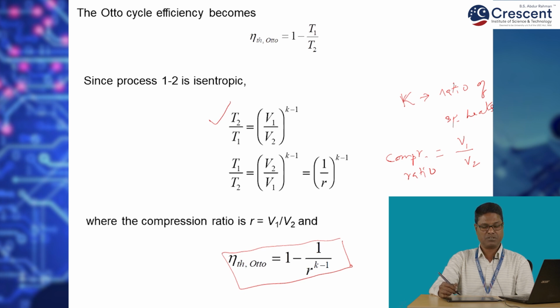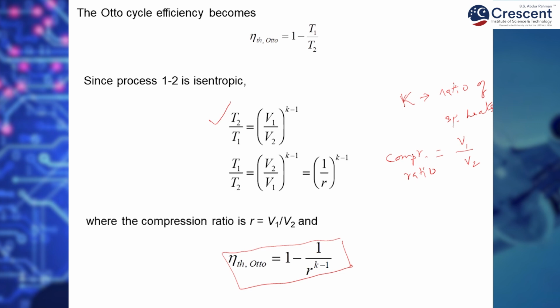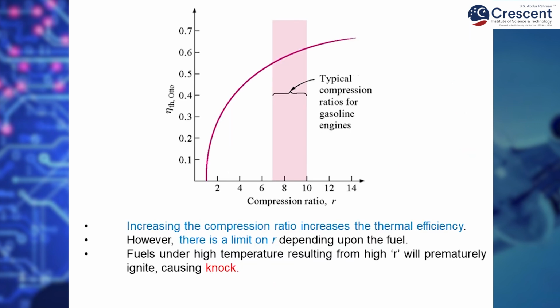If you look at this equation more closely, K is the ratio of specific heats, which is a constant. The only variable in this equation is R, the compression ratio. We have already defined it as V1 by V2. This V1 by V2 gives the size of your engine. So, based on the size of your engine, the dimension, the efficiency can be altered, or if you want to increase the efficiency, we have to increase the compression ratio. For increased compression ratio, efficiency will be higher.